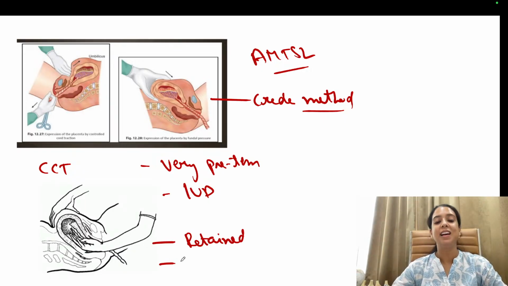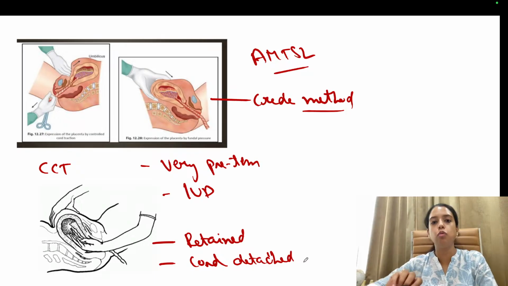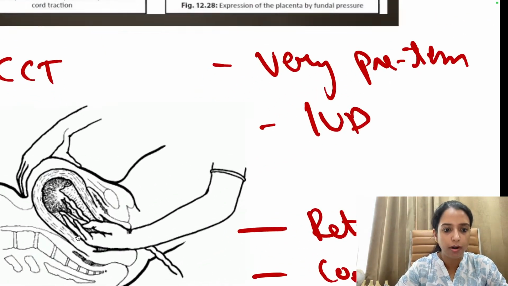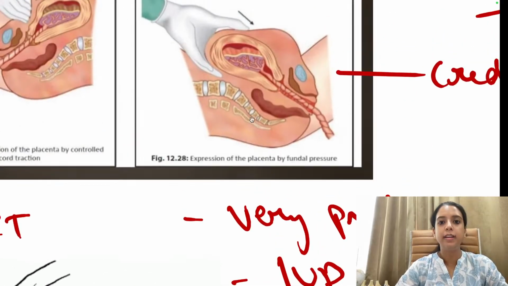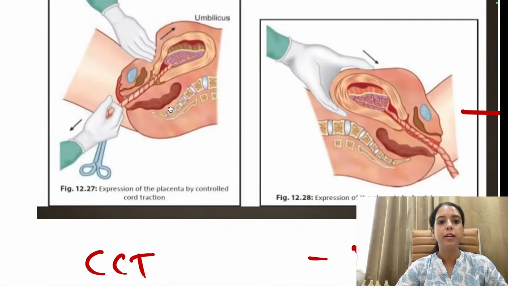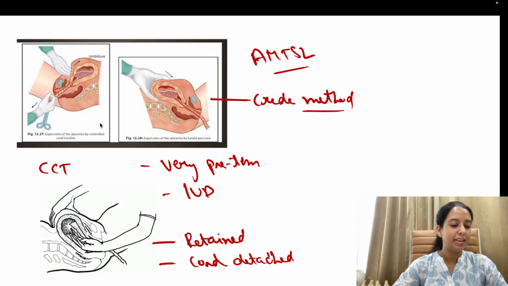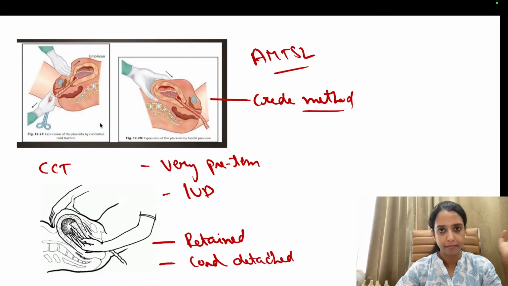And also it is done in case the cord has got detached. You are pulling it, the cord has got detached now, so you insert a hand and manually remove the placenta. This one is manual removal. This one is Credé's method. This one is controlled cord traction. I have put images together deliberately so that you can understand the difference.